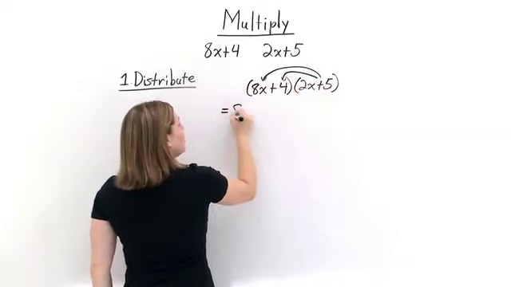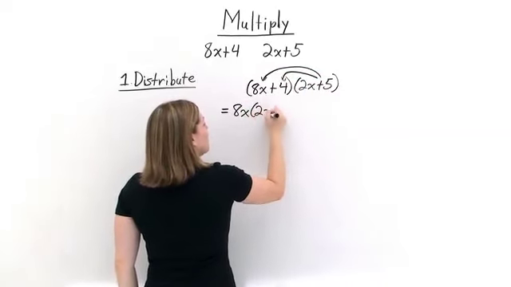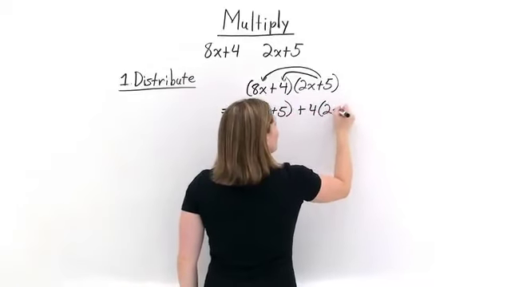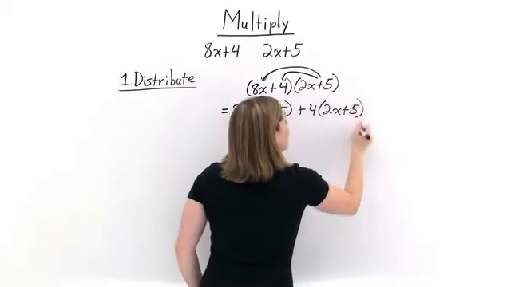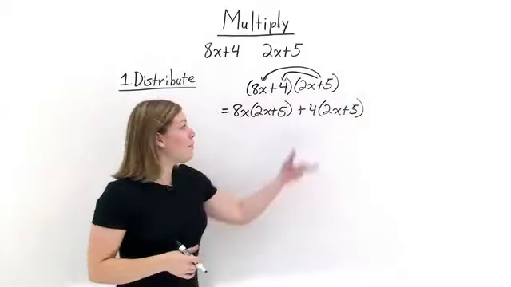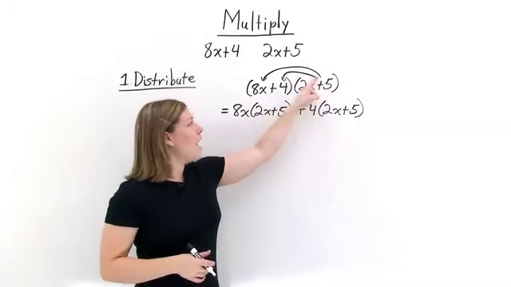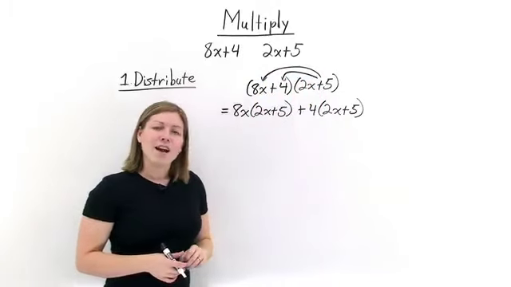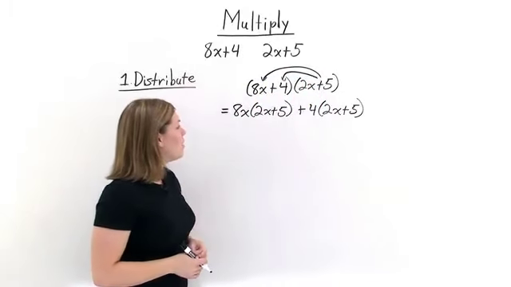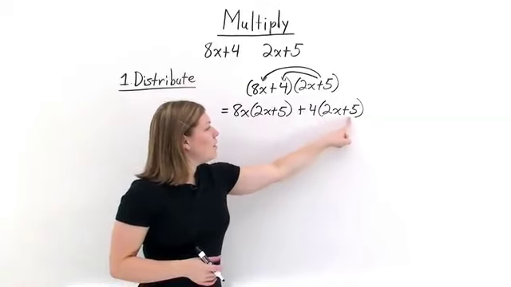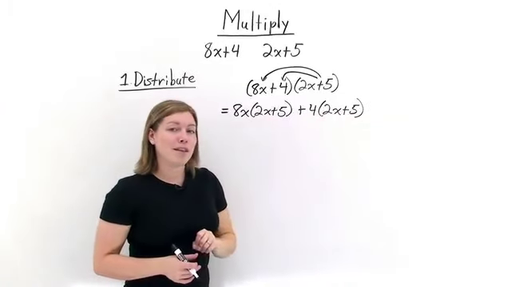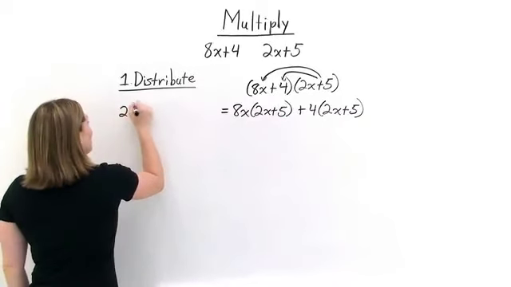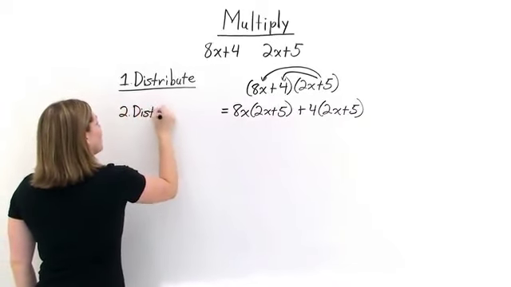So when we do, we get 8x times 2x plus 5 plus 4 times 2x plus 5. So in our first step, we took our second binomial, 2x plus 5, and distributed it into 8x and 4. Now looking at the resulting expression, we still have binomials inside parentheses. So it looks like we need to distribute again. So in step number 2, let's distribute again.